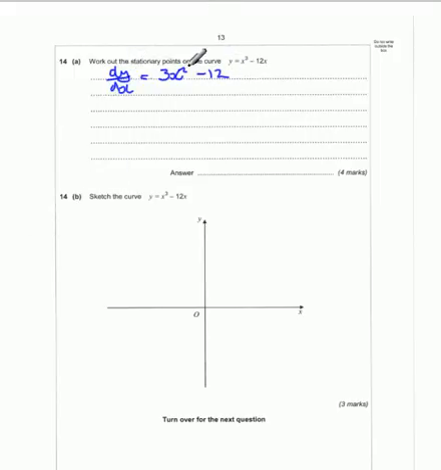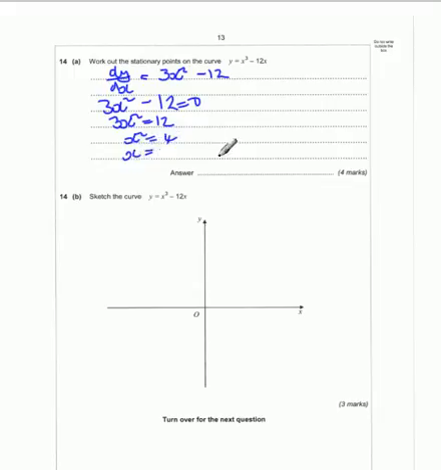For our stationary points, we want this to equal 0. So 3x squared minus 12 equals 0. And we can solve that to find out what x is. So this is 3x squared equals 12. Divided by 3 is x squared equals 4.